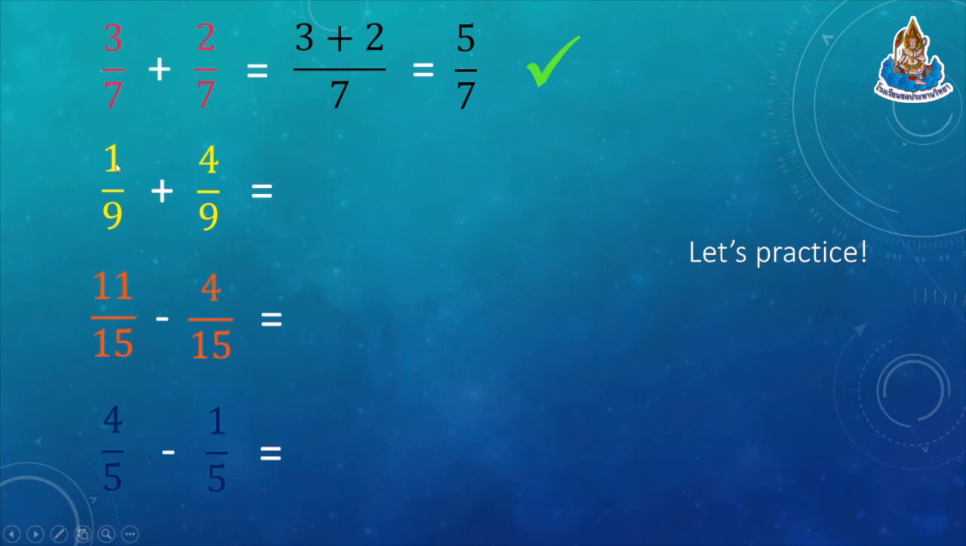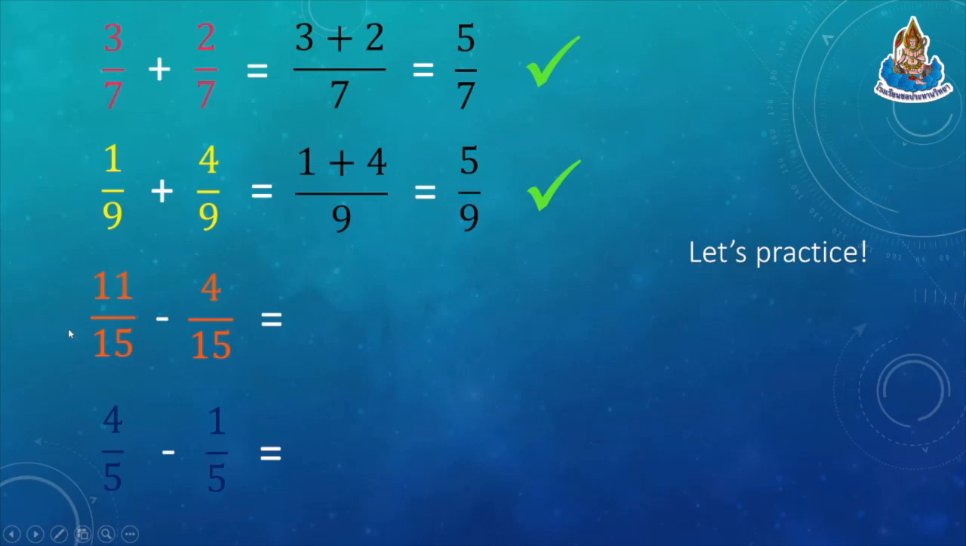Second problem, 1 over 9 plus 4 over 9. Again, denominators are equal, so we just add numerators. Denominators stay the same, 9, and add numerators. 1 plus 4 is 5 over 9. Our answer is 5 over 9.